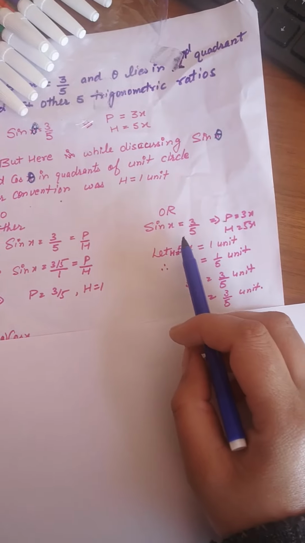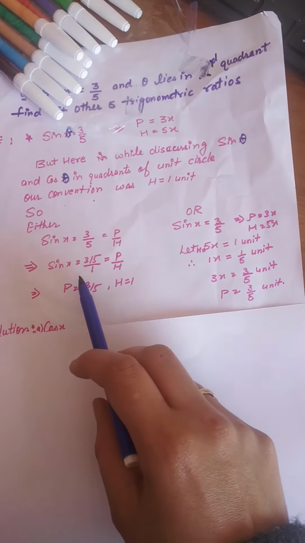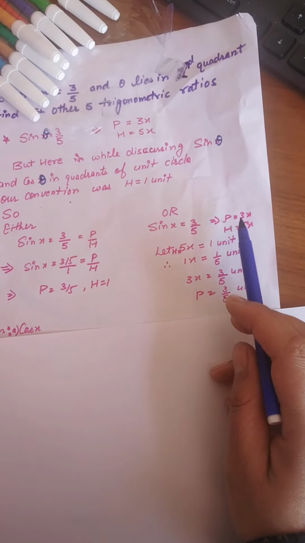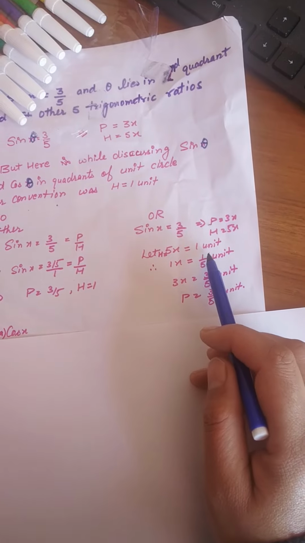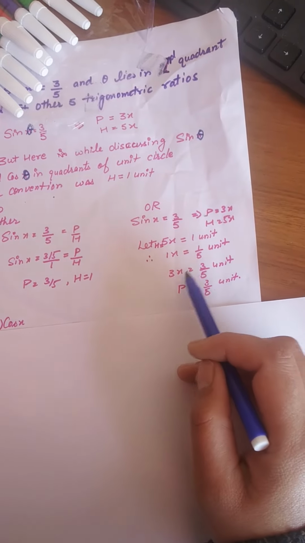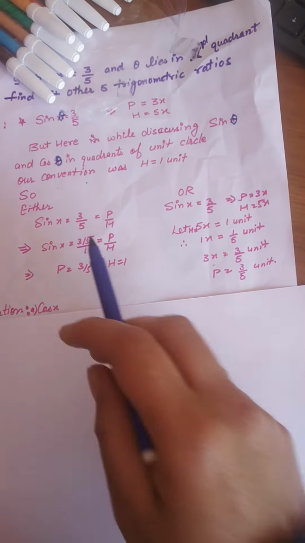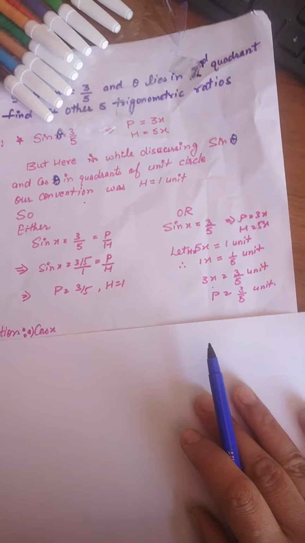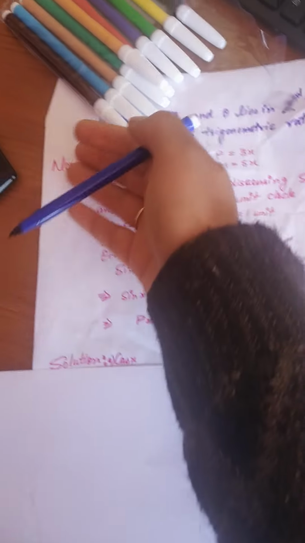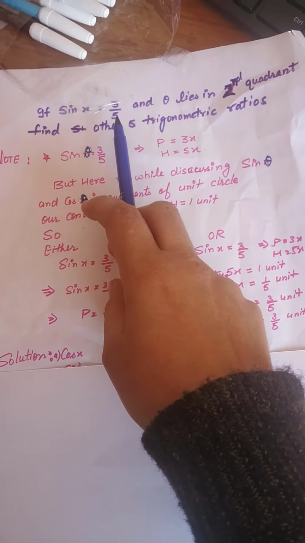Here, sin x is 3 over 5, meaning either we can do it like this, or as per our old concept, p equals 3x, h is equal to 5x. Now 5x is 1 unit, so 1x is 1/5 unit and 3x is 3/5. That's why p is 3/5 units. Means either we can see it like this or like that. Now we can sort it out easily, how to solve this question.